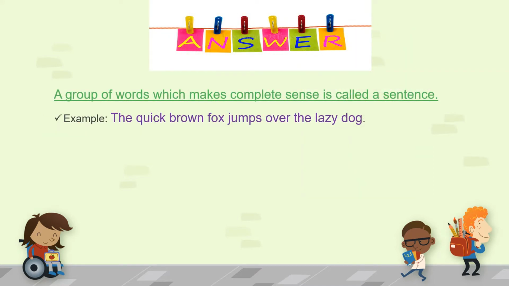But here in this slide, the words seen in the previous slide are put together in a way that makes complete sense. Let's read the sentence. The quick brown fox jumps over the lazy dog. From this example, we can say a group of words which makes complete sense is called a sentence. Therefore, you can't put together words the way you want. You have to follow the rules of sentence formation.